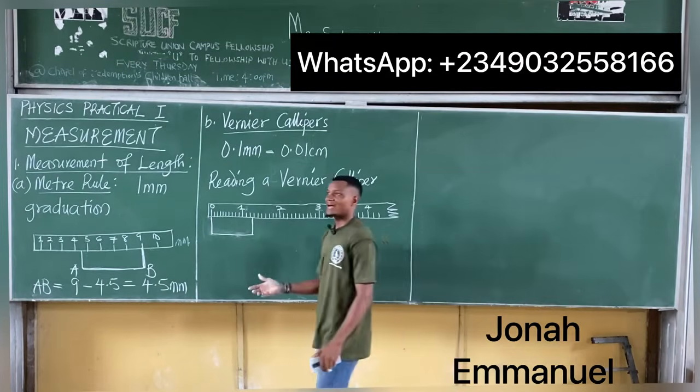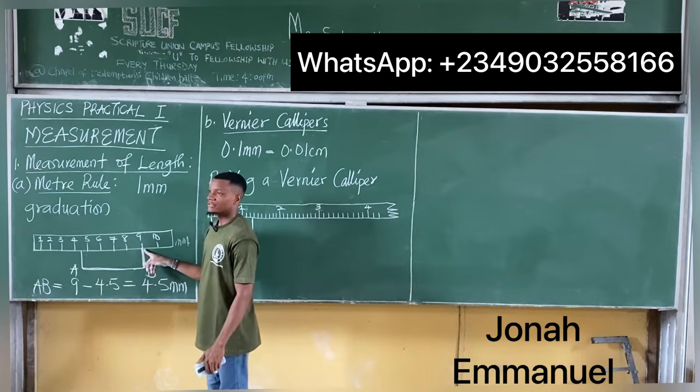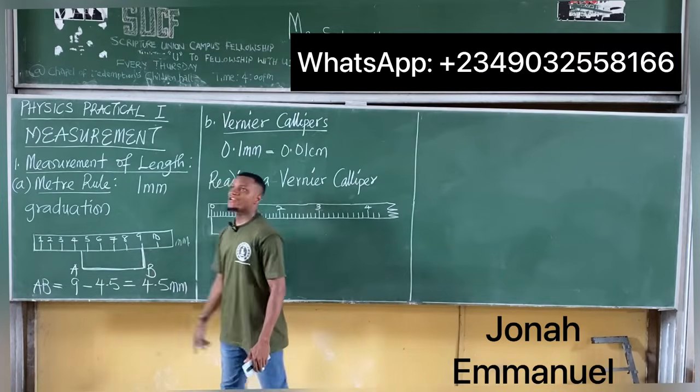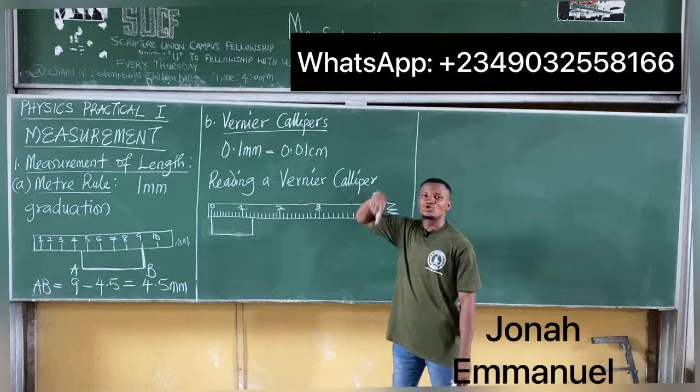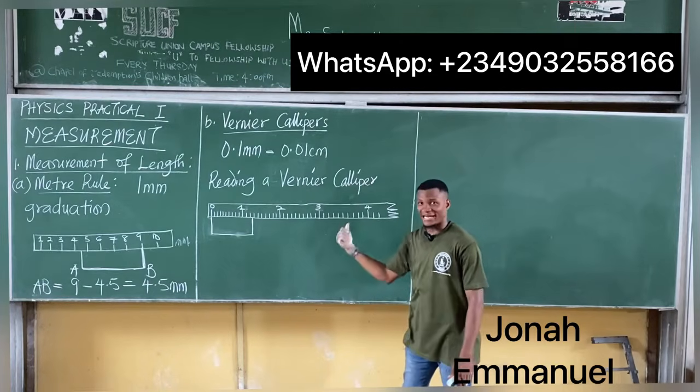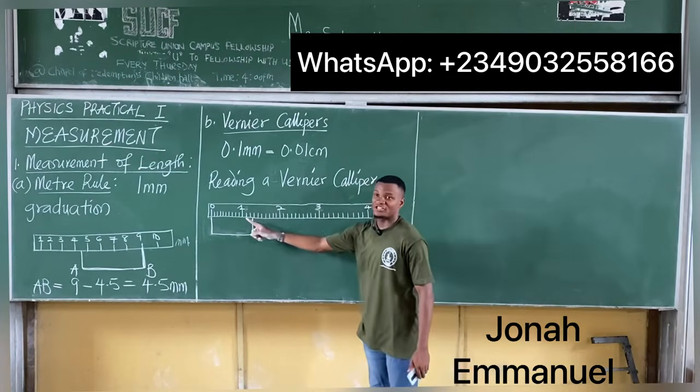How do you read off a meter rule? Very simple. The end one minus the initial one, that's all. How do you read off a vernier caliper? You don't use the idea of meter rule for vernier caliper. You don't say end minus initial, no.